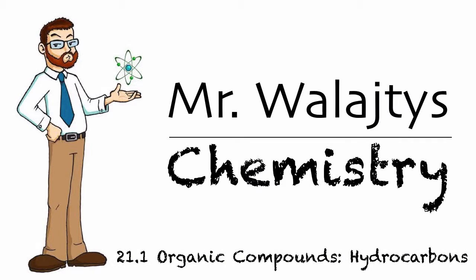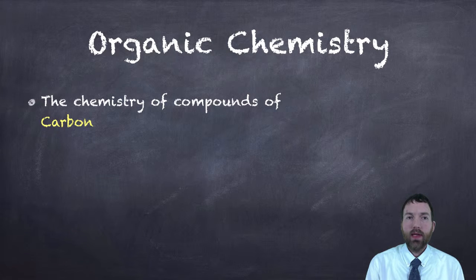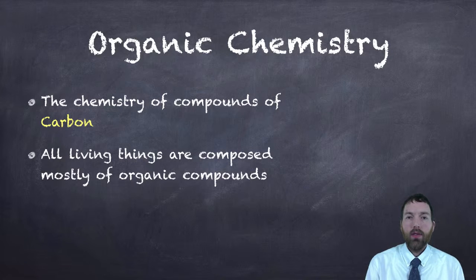Chapter 21 is about organic chemistry, and in this first section we're going to talk about a specific type of organic compound called a hydrocarbon. First, let's talk about what organic chemistry is. Organic chemistry is the chemistry of compounds of carbon.